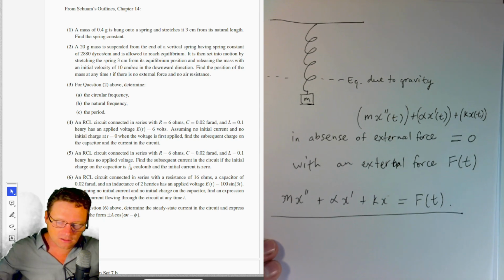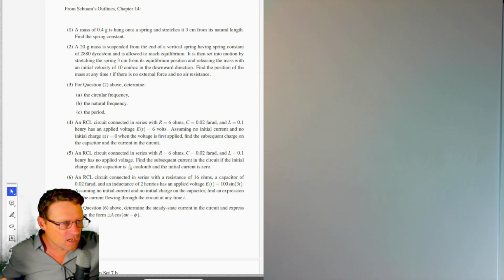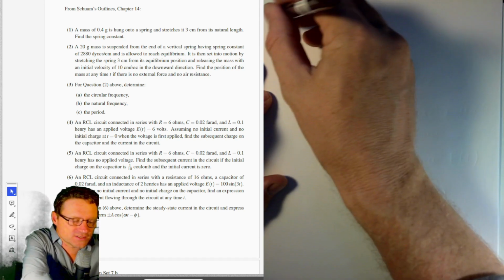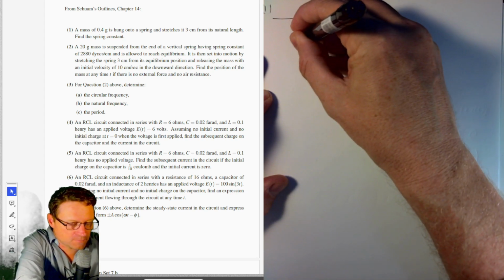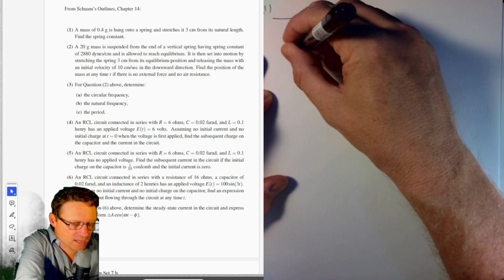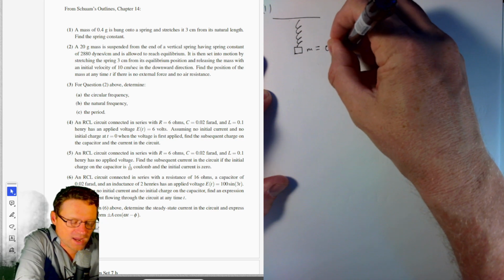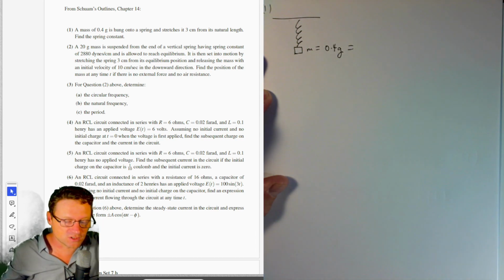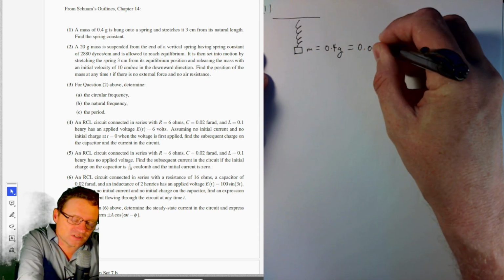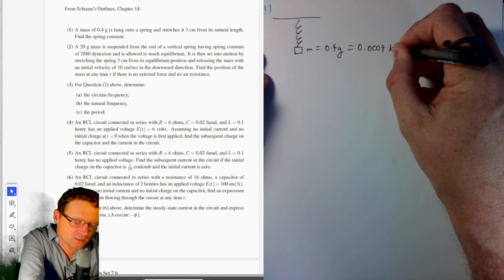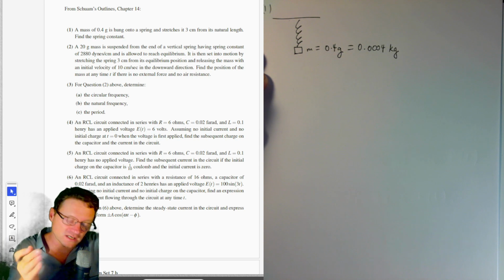All right, so let's get started on the first one. In the first one, we have a mass of 0.4 grams. So let's draw a picture while we're looking at this. This is question 1. We have a spring carrying a mass equal to 0.4 grams, which, if we convert this to kilograms, and we should, so that everything is in SI units, is 0.0004 kilograms. So just divide that number by 1,000, because there are 1,000 grams in a kilogram.